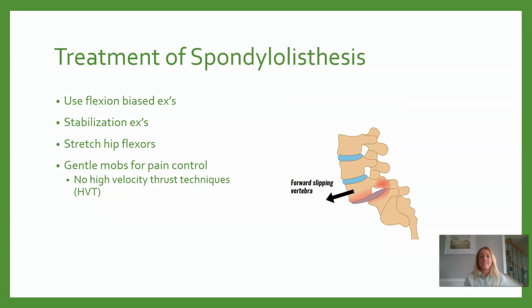Treatment of spondylolisthesis. So again, remember, this is the slippage of one vertebra over another. We do want to use more flexion-biased exercises with them. We typically want to avoid a lot of extension. They are a lot of times in an extended spinal position anyway. They tend to present with an increased lumbar lordosis, so we don't need to keep feeding into that. We're going to need lots and lots of stabilization exercises. They need stabilization. There is a fracture in their spine, and we need to use their muscles to stabilize their spine as much as we can.